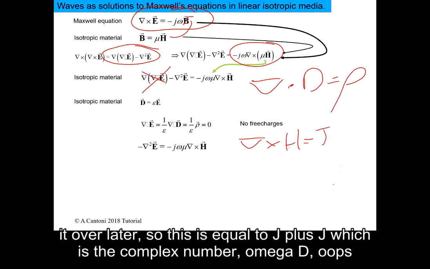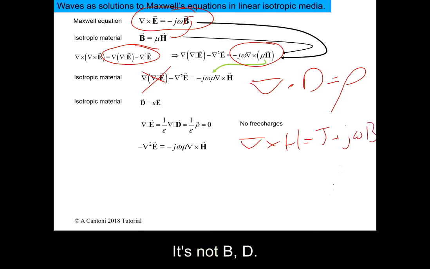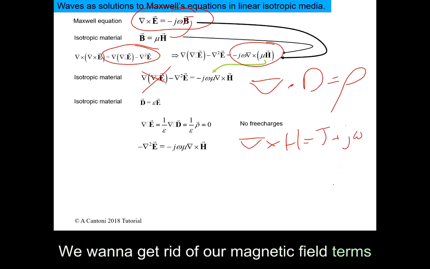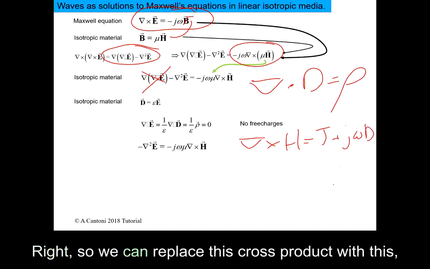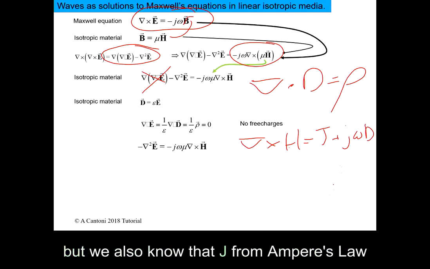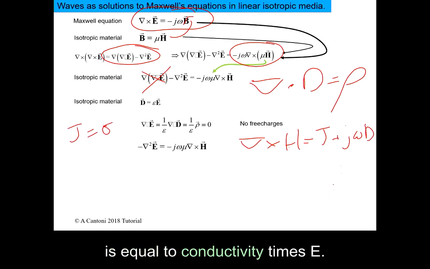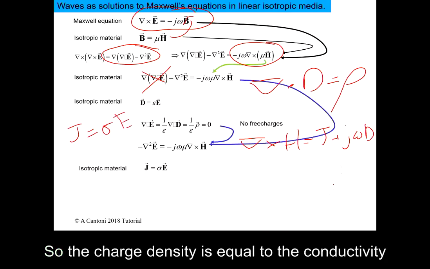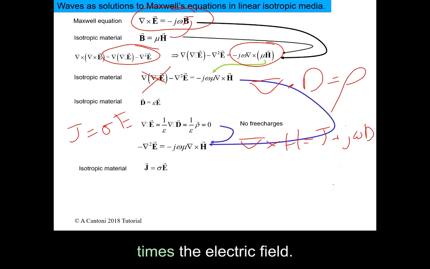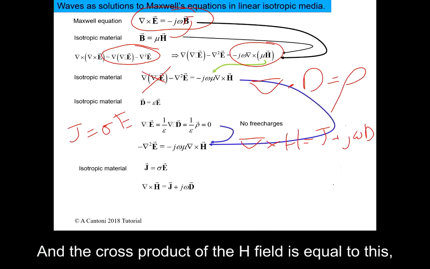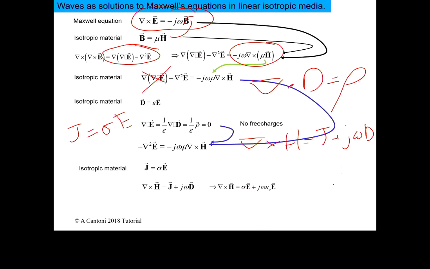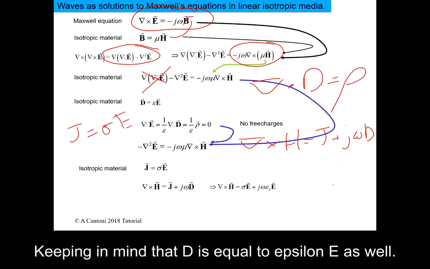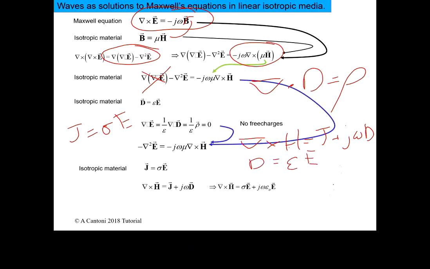So this is equal to J plus j, the complex number, omega D. Oops, not B, D. We want to get rid of our magnetic field terms, and we just want to use electric field terms. So D, yes. So we can replace this cross product with this, but we also know that J from Ampere's law is equal to conductivity times E. So the current density is equal to the conductivity times the electric field, and the cross product of the H field is equal to this, which we can sub in our values now for that, keeping in mind that D is equal to epsilon E as well.